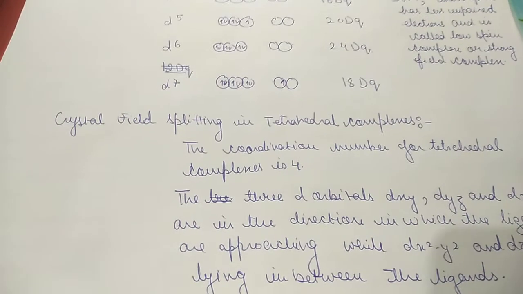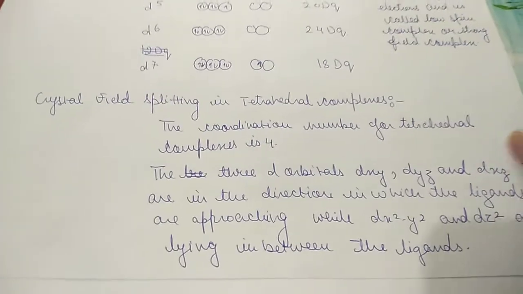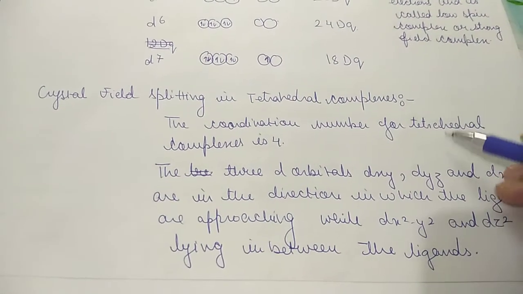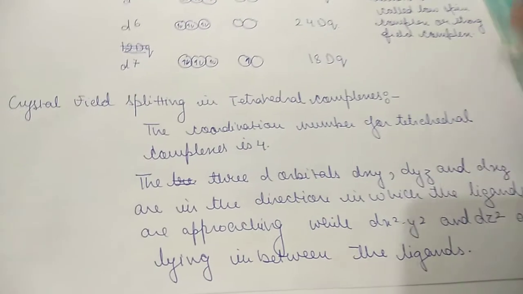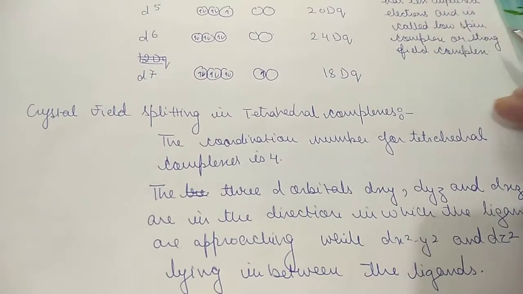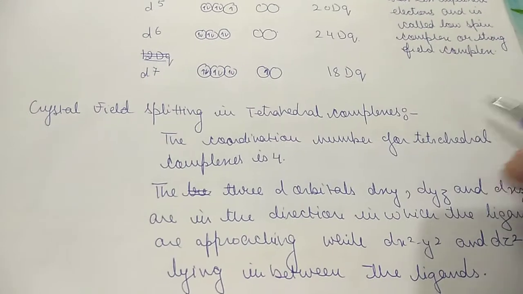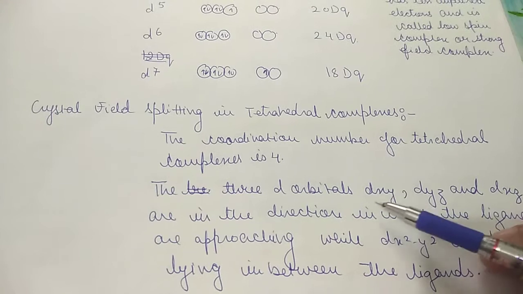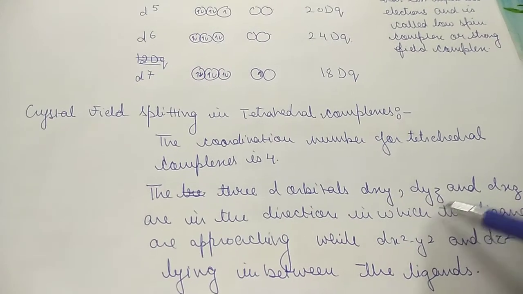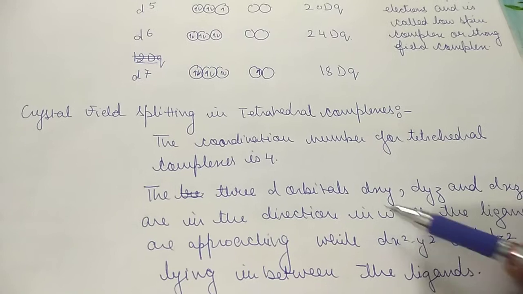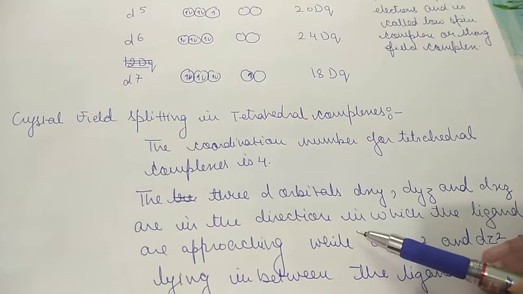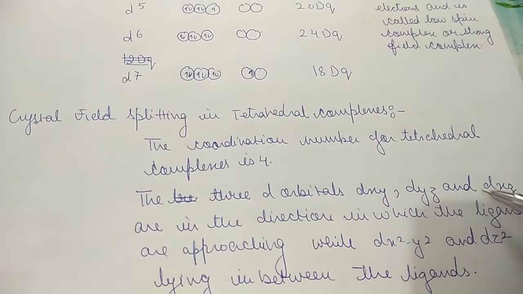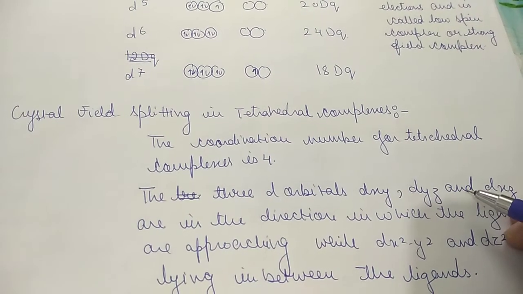Then we have crystal field splitting energy in tetrahedral complexes. Tetrahedral complexes have reverse splitting as compared to octahedral complexes. The splitting in tetrahedral complexes is the reverse of octahedral complexes, and the coordination number is 4. The 3 d orbitals dxy, dyz and dxz are in the direction in which the ligands are approaching. So these 3 orbitals, dxy, dyz and dxz, are in the direction of the ligands.